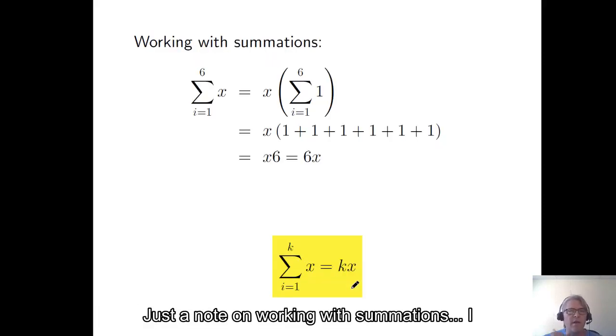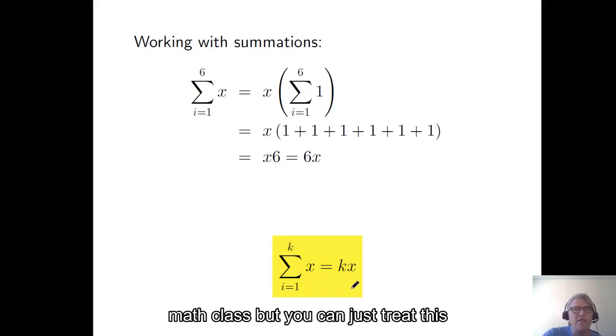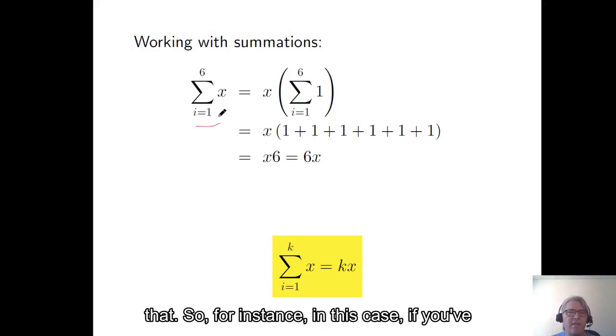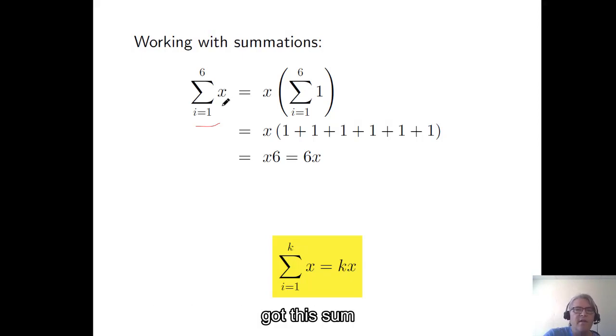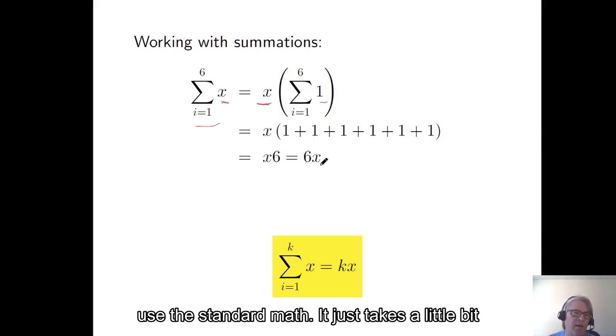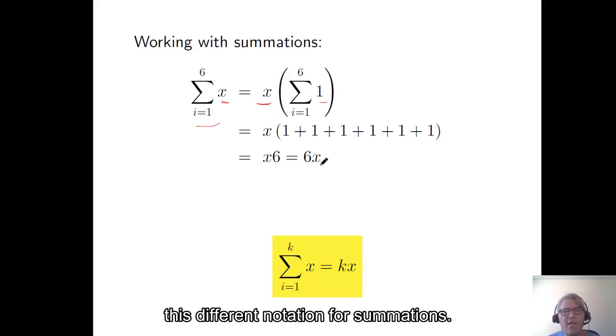Just a note on working with summations. I know a lot of people haven't seen this before in math class, but you can treat this summation, as described in previous lectures, as a terse notation for adding up a bunch of things. We can do the math we've learned in previous math classes on that. So in this case, if you've got this sum of x 6 times, you can factor out the x in front. If you factor out the x from x itself, you're left with just 1. So this becomes a summation over 1, 6 times, which is 6x, of course. You can use the standard math. It just takes a little getting used to this different notation for summations.